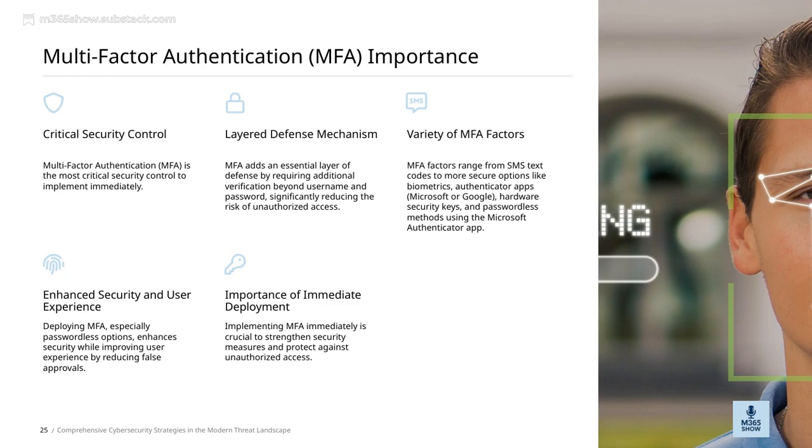This variety gives us flexibility to choose the right level of security for different scenarios. The key point here is that MFA provides a critical layered defense mechanism. It requires users to verify their identity through multiple means beyond just a username and password, which dramatically reduces the risk of unauthorized access. In the context of our overall cybersecurity strategy, implementing MFA immediately is arguably the most critical security control we can put in place right now. It's a straightforward yet powerful step to protect our assets and maintain trust in our digital environment.